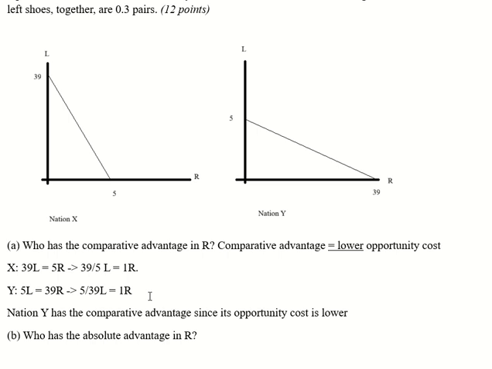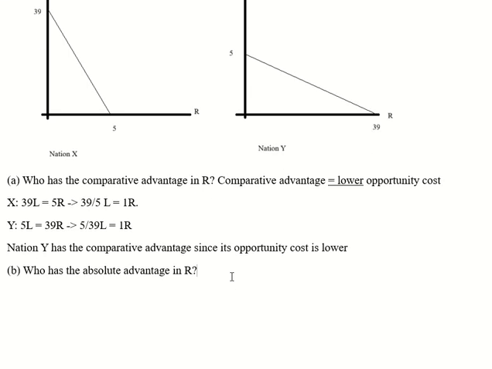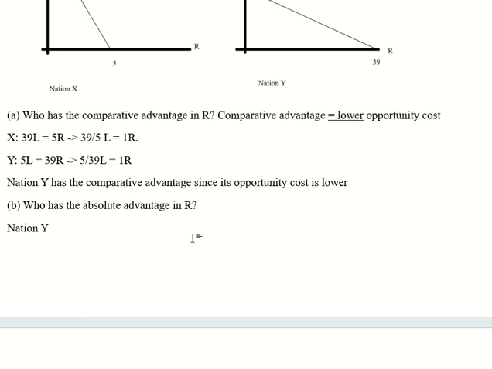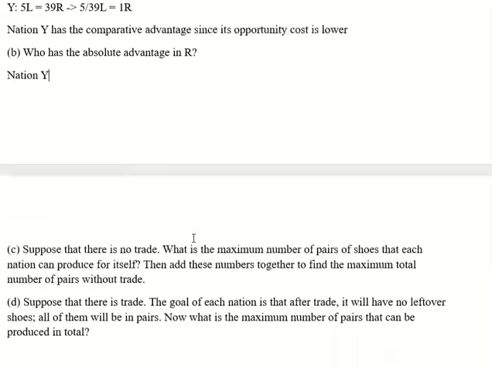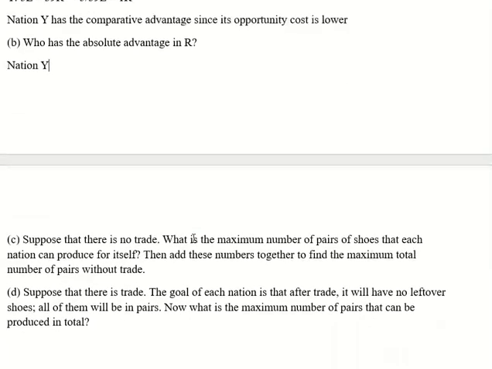So the correct answer for part A was nation Y. Part B is easier, just absolute advantage just means who can produce more, and nation Y can produce more right shoes. All right, so parts C and D, we're looking at if trade creates value.